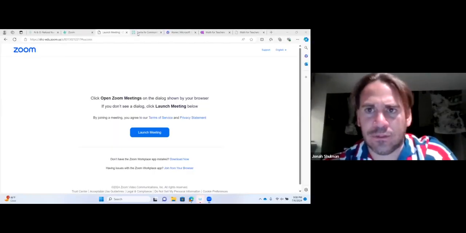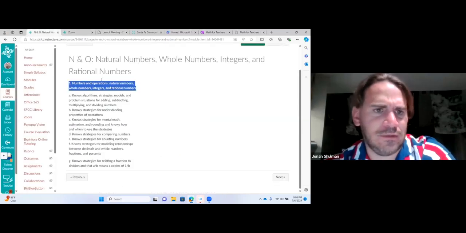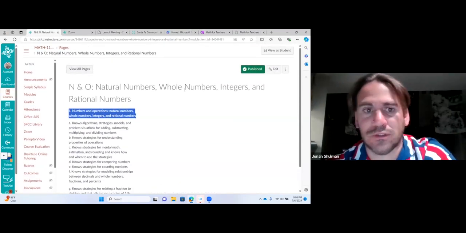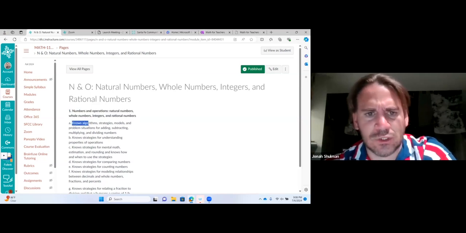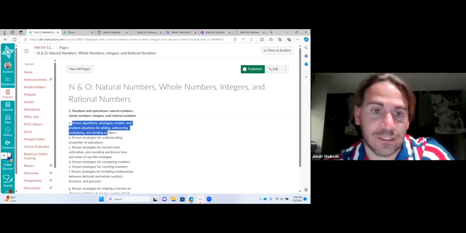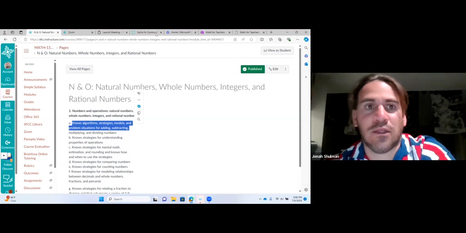Here I am. I'm going to minimize the zoom. So right here, this is the information from your exam: natural numbers, whole numbers, integers, and rational numbers, right? And the first one is numbers and operations, which is what we're doing. And we need to know the algorithm, strategies, and models for problem-solving situations for adding, subtracting, multiplying, and dividing. I'm just going to do adding, subtracting first, because there's a lot.